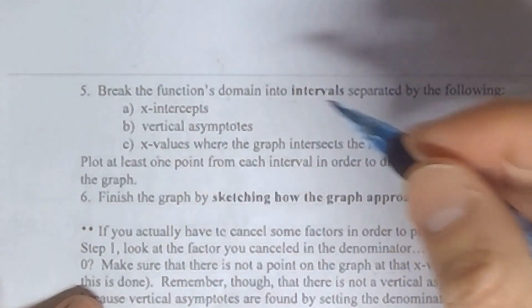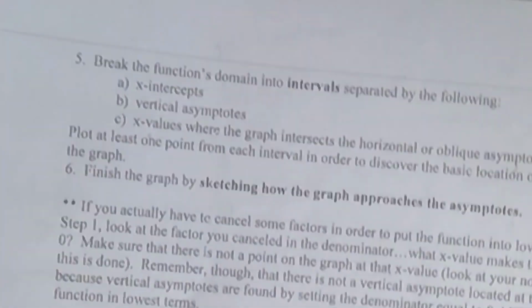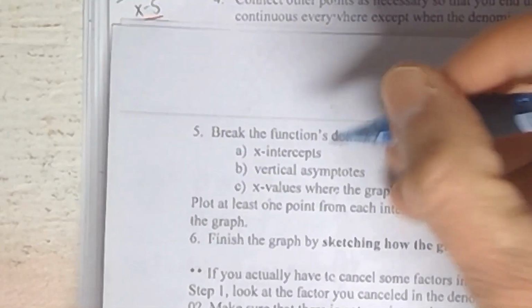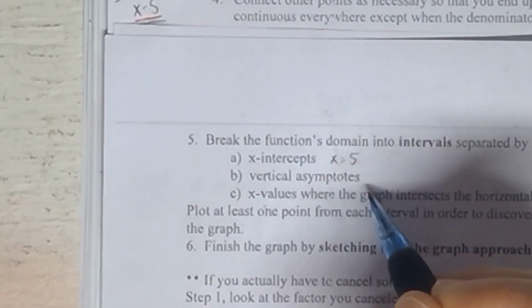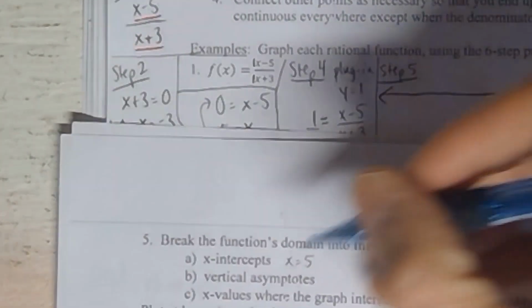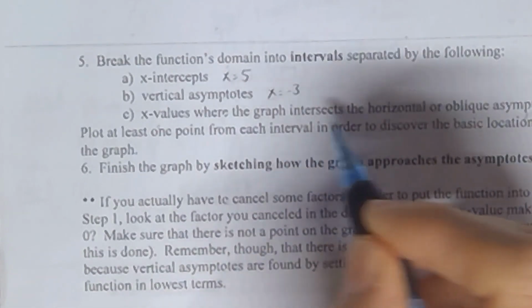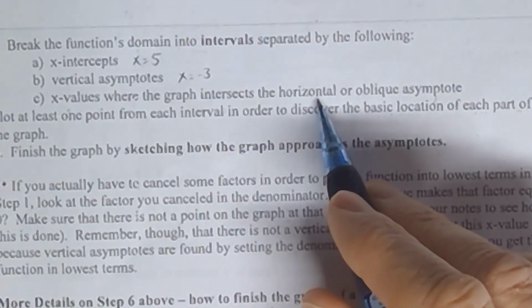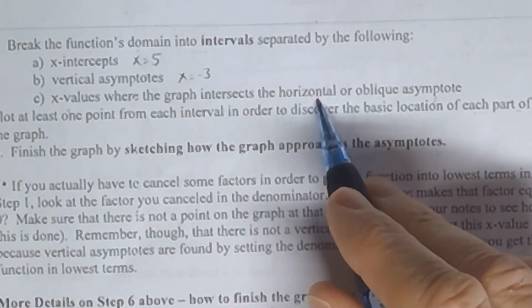X-intercepts. What are my x-intercepts in this problem? They are x equal to 5. So that's going to be one of the things you put on the graph. Let me write that down up here, even though this is just the first problem. x equal to 5. What are the vertical asymptotes in this problem? It was x equal to -3. So we got 5, we got -3, and then the x values where the graph intersects the horizontal asymptote. Well, there wasn't any, right? So we don't have to do this step this time because there wasn't any.